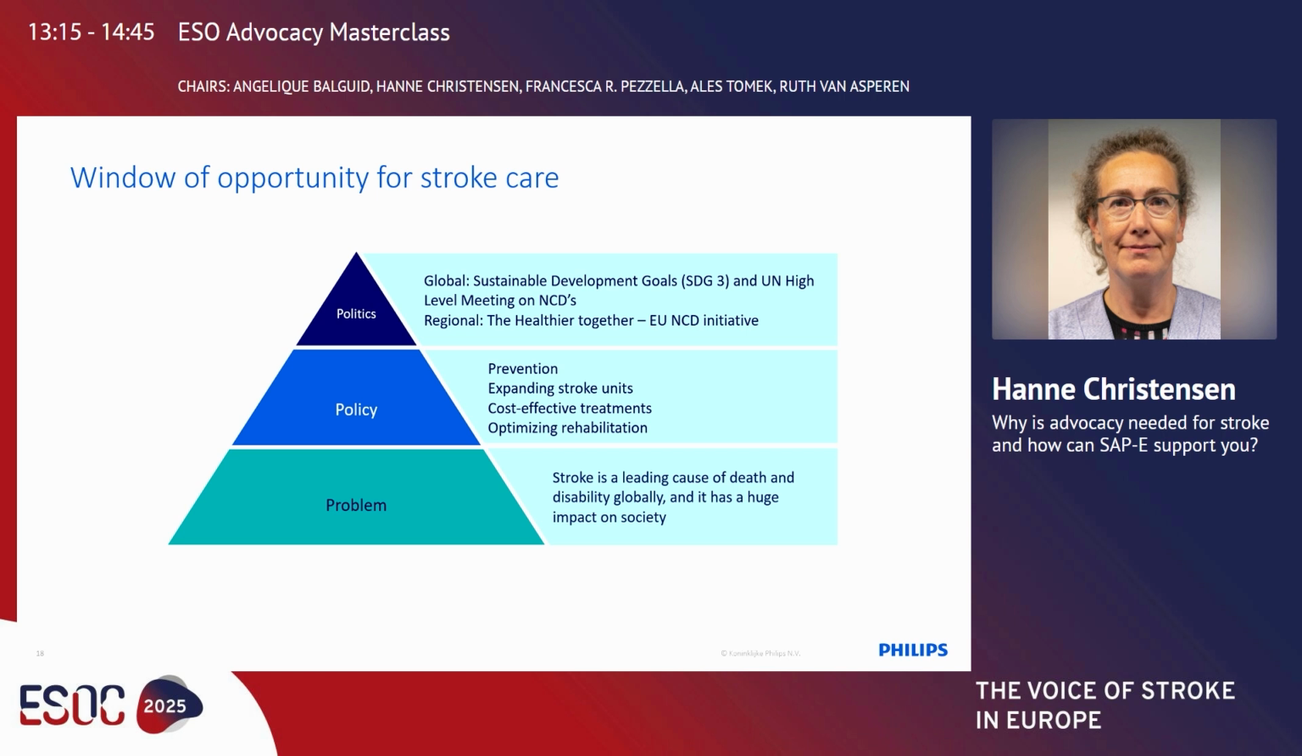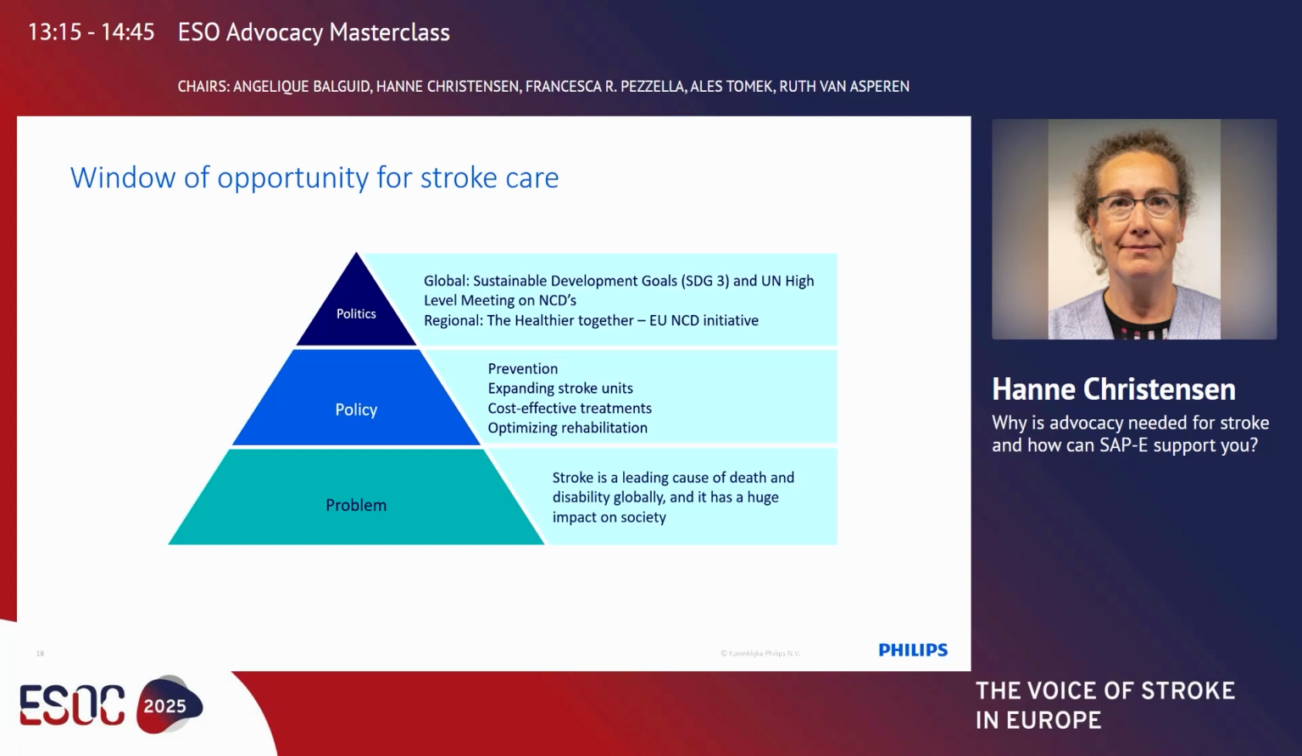Then if you look at the second one, the solution, there are also clear solutions for stroke care. So we know prevention, stroke units, cost-effective treatments, rehabilitation. So there are clear solutions to address this problem. And then if we look at the third, the politics, there is also huge momentum currently. So that was the first slide that was already presented.